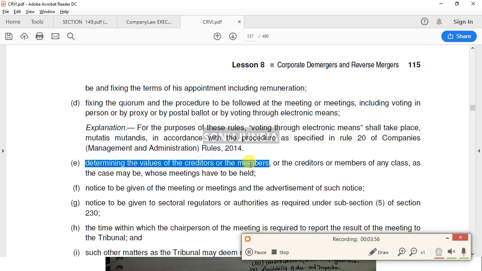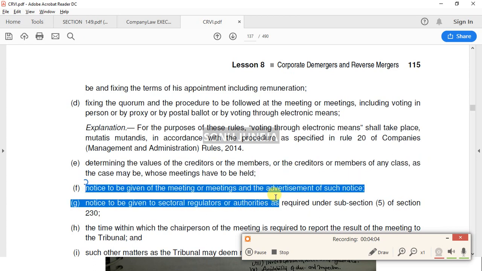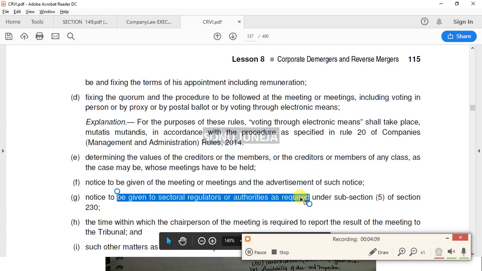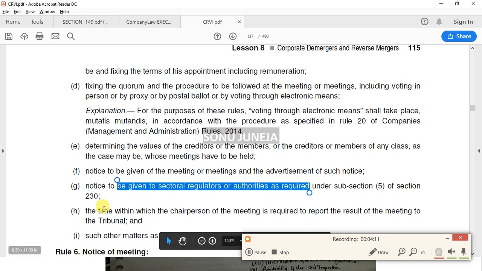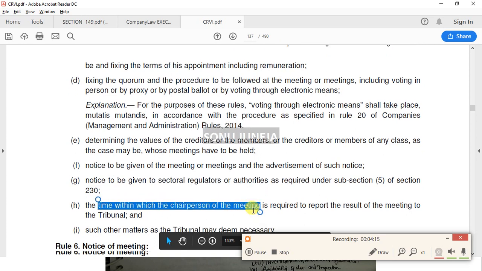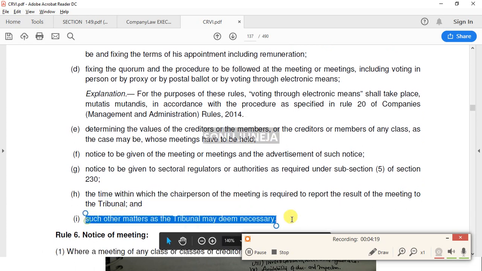Determining the values of the creditors or the members of any class whose meeting has to be held. Notice to be given of the meetings and advertisement of such notice. Notice to be given to the sectoral regulators. Time within which the chairperson is required to report to the tribunal about the meeting being concluded, and such other matters as the tribunal may deem necessary.